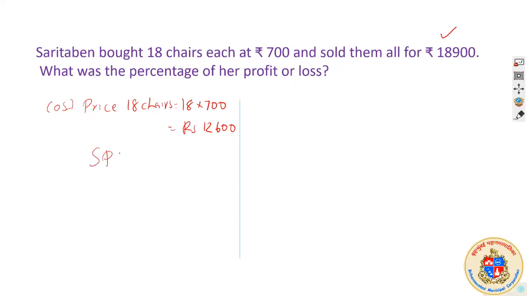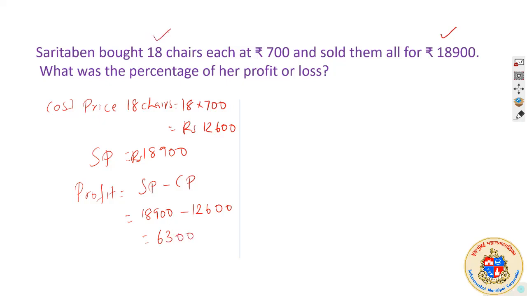Selling price is equal to 18,900. Correct? Very simple. Then we will say the profit is equal to selling price minus cost price, and selling price is 18,900 minus 12,600. Good profit she made. She made a profit of 6,300 out of these 18 chairs. Good business woman. And this 6,300 she made by investing 12,600, which is her cost.